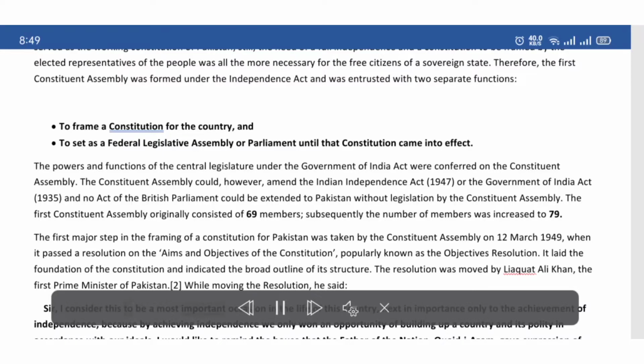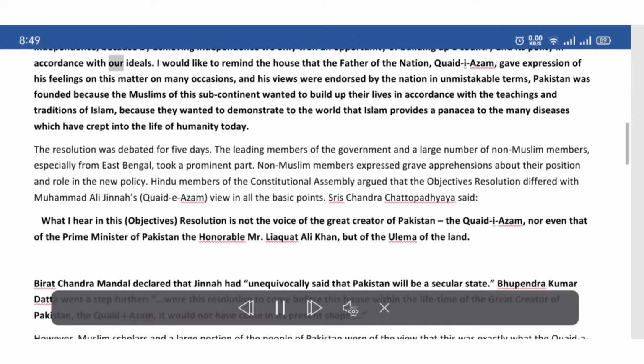"Sir, I consider this to be a most important occasion in the life of this country, next in importance only to the achievement of independence, because by achieving independence we only won an opportunity of building up a country and its polity in accordance with our ideals. I would like to remind the House that the father of the nation, Quaid-i-Azam, gave expression of his feelings on this matter on many occasions, and his views were endorsed by the nation in unmistakable terms. Pakistan was founded because the Muslims of this subcontinent wanted to build up their lives in accordance with the teachings and traditions of Islam, because they wanted to demonstrate to the world that Islam provides a panacea to the many diseases which have crept into the life of humanity today."